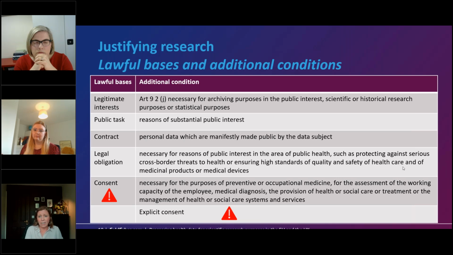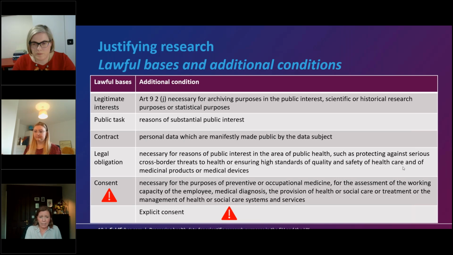I will just mention here that it shouldn't be your first go-to lawful basis or additional condition. There's plenty of warnings against that. And consent here, if you are going to use it, needs to be GDPR standard, which is a very high standard. It needs to be high quality, capable of being withdrawn and refreshed regularly.